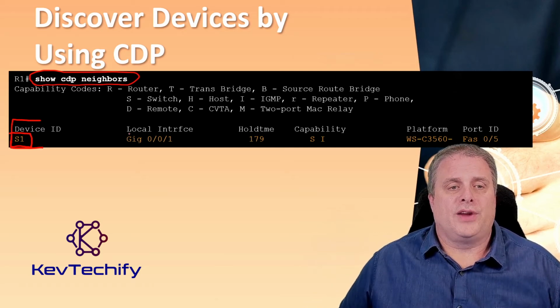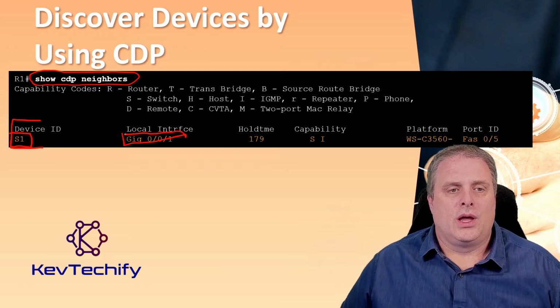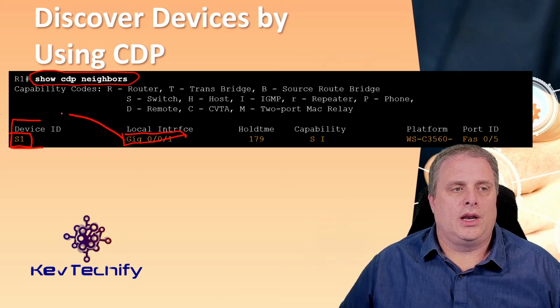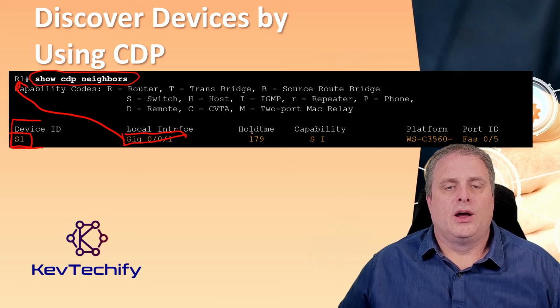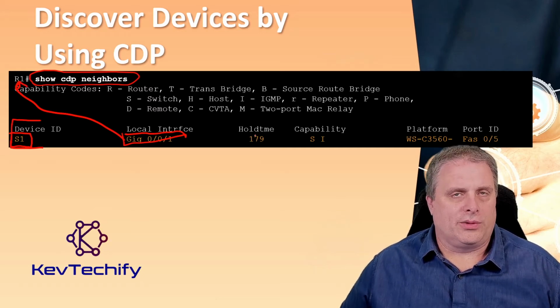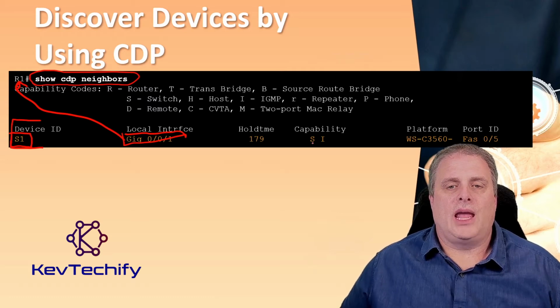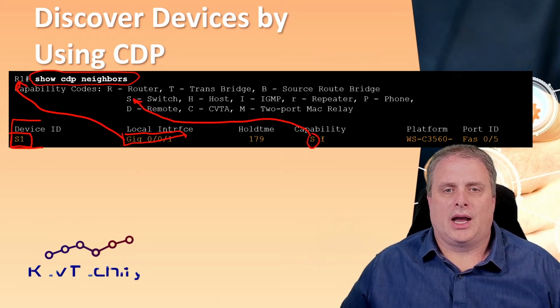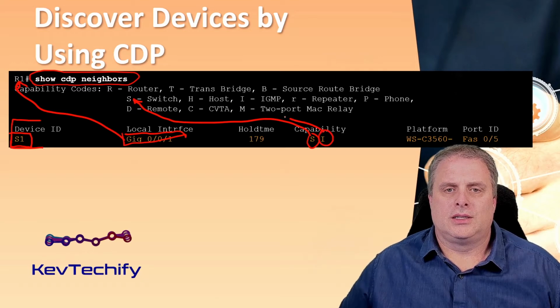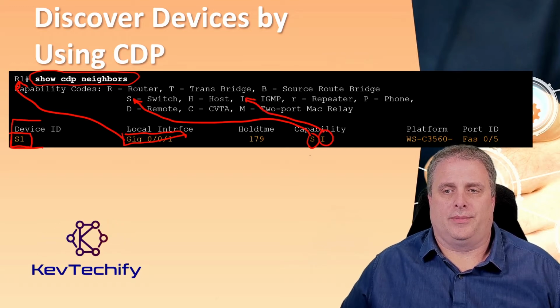The local interface is the interface on the device we're on. So this gig 0/0/1 here, that's on R1. That's the interface we ran the command on. Hold time is how long I hold that information for. Here are the capabilities. We have an S and an I. The S comes up here to the code saying it's switch. I here is using IGMP.